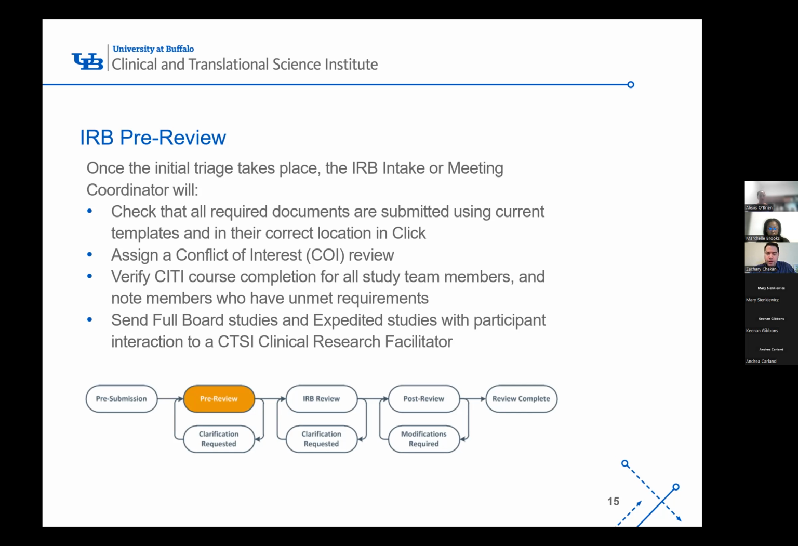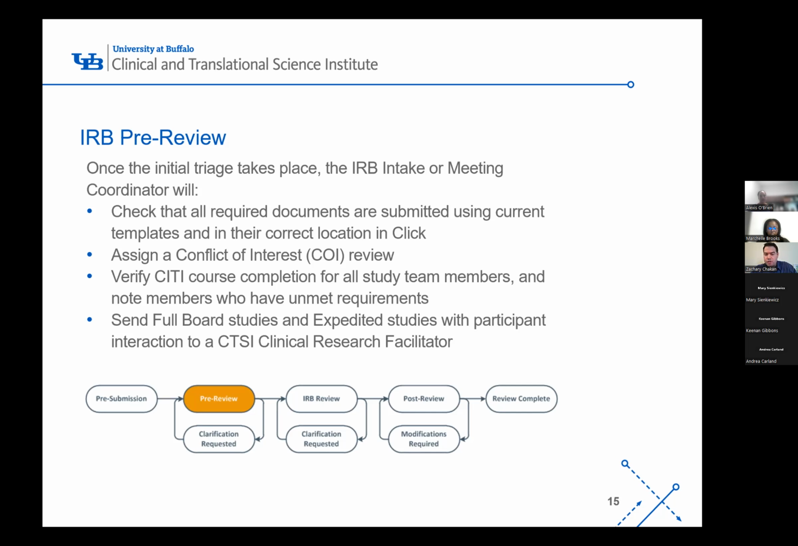The intake or meeting coordinator will assign a conflict of interest review for Kyle or Val to look at. They will verify CITI course completion for all study team members, and they will note members who have not met all of the requirements and let the study team know, hey, this person has not done it yet. Please do so, because we can't approve the research without it.